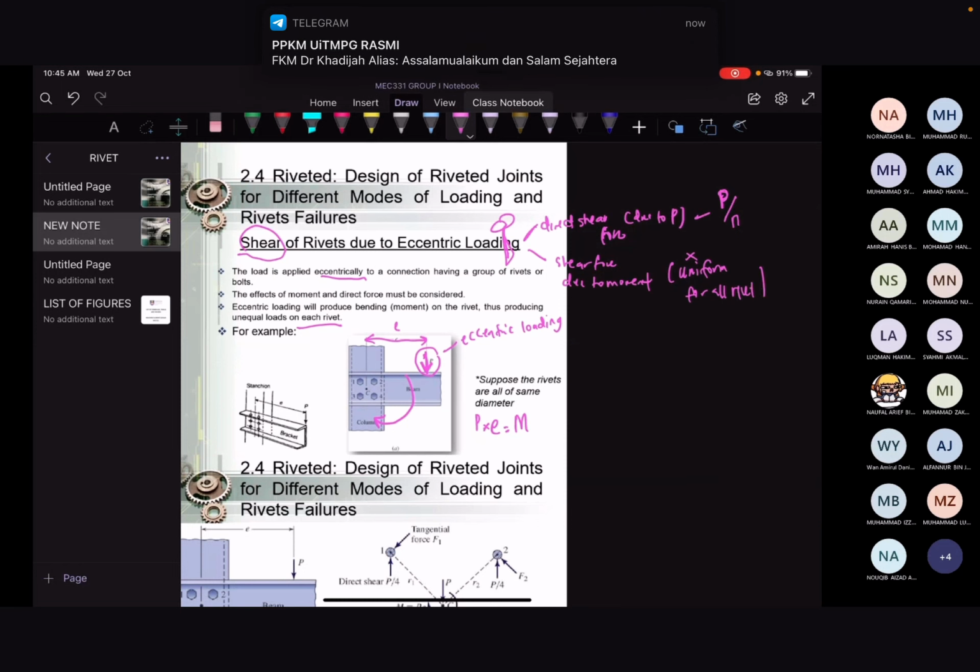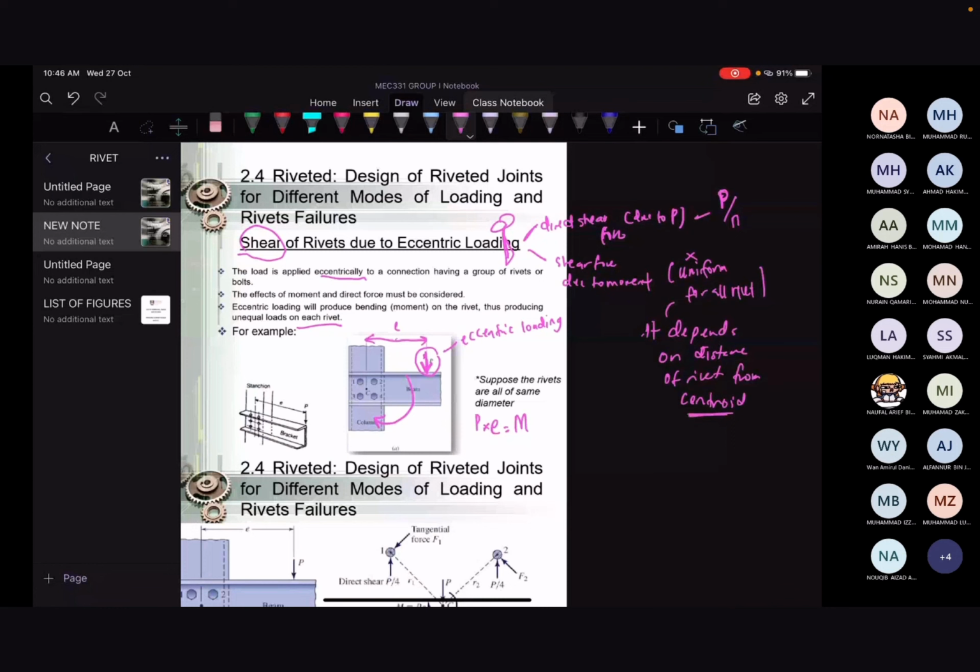Okay, why? It depends. The second force depends on the distance of the rivet from the centroid. So that is why it is very important for you to find the centroid of the rivets. This will be the first step here.